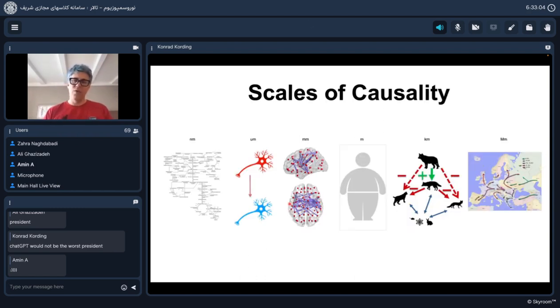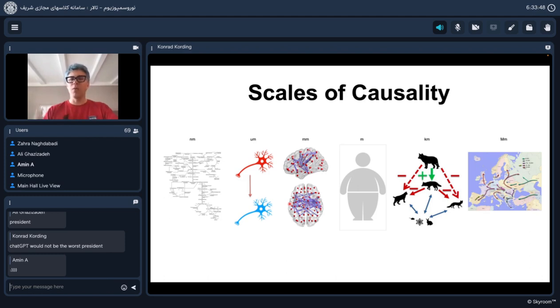And causality ranges across all the scales. You can say there's causality of molecular cascades within individual cells on the nanometer scale. There's causality at the level of cell to cell, micrometer scale. There's causality between brain regions at the millimeter scale. There's causality within my body at the meter scale. There's causality in ecosystems on the kilometer scale. And there's migration of human paths in history that are at the million meter scale. So in any case, we have all these different spatial scales.